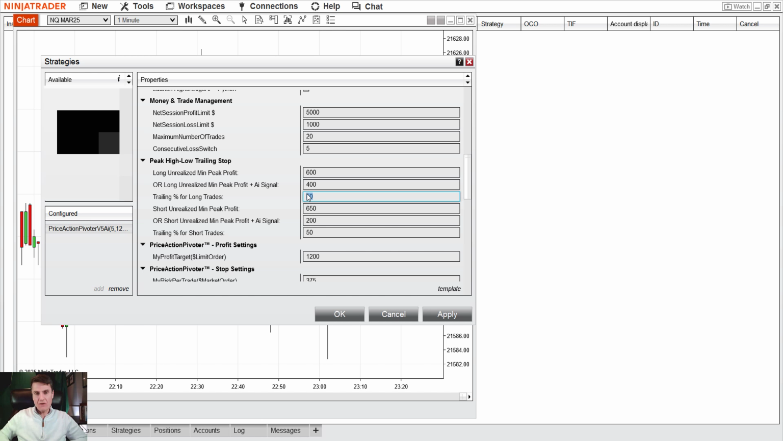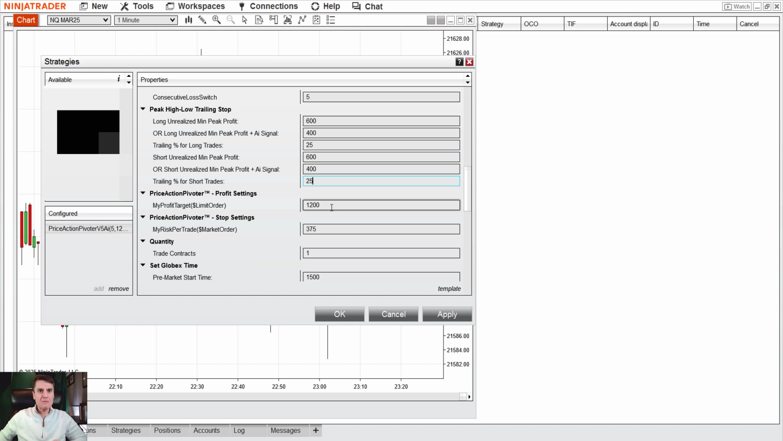And whatever, I'm going to put this at 25% away. Let's say you could leave it at 25, you could leave it at 50. What does 25 mean? 25 means that it's going to park the trailing stop 25% away from the unrealized peak high that it recorded, the unrealized peak high since you entered that trade, okay? So I'm going to do the same thing for the short side, 600, 400, 25.